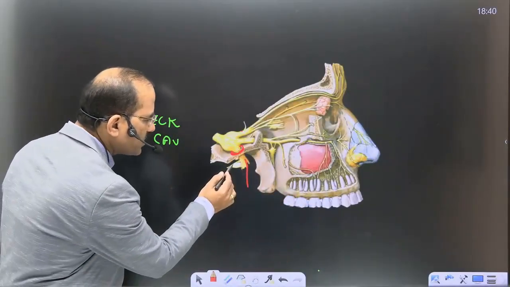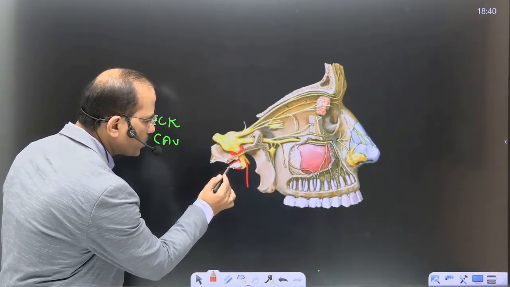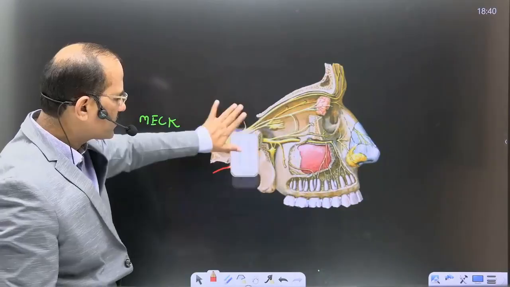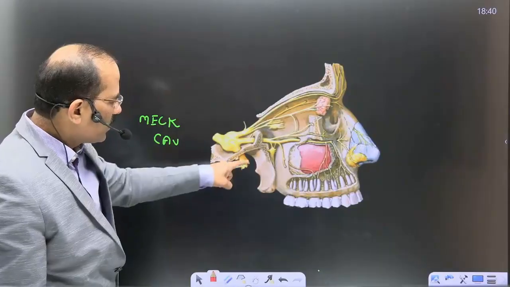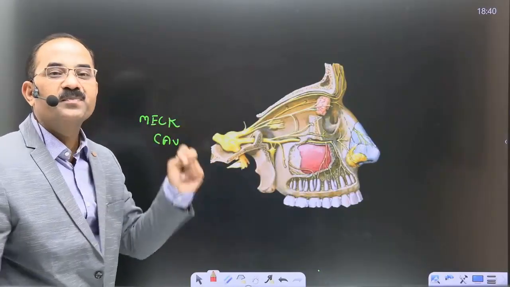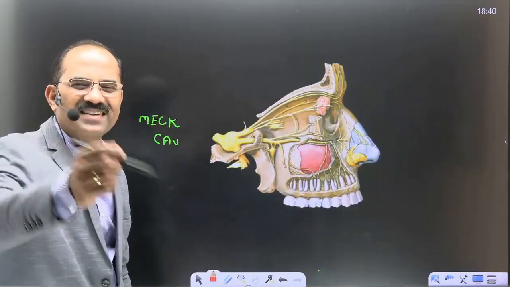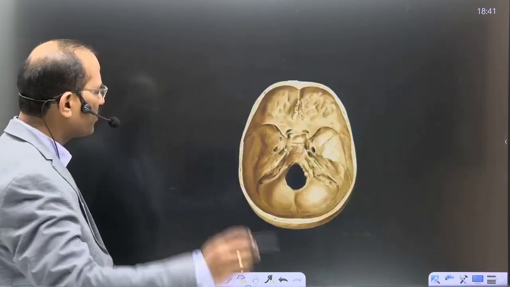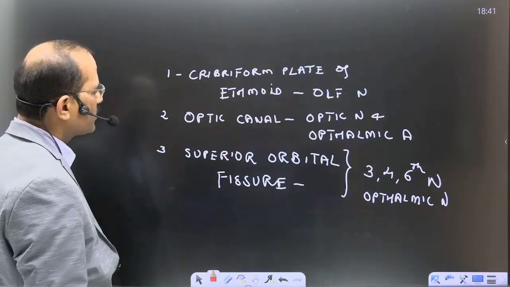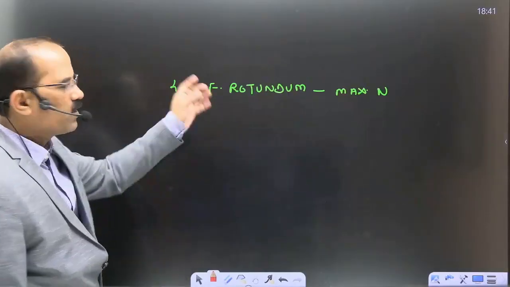And you can see this nerve which arises as two roots from the mandibular nerve. Any guesses? We have seen the mandibular nerve in the previous lectures. This is a nerve which arises as two roots. Auriculotemporal. Excellent. Auriculotemporal nerve. Perfect. Students, you're all very good. So let us have a look at this foramen rotundum.